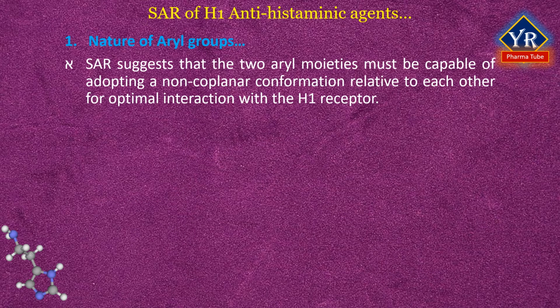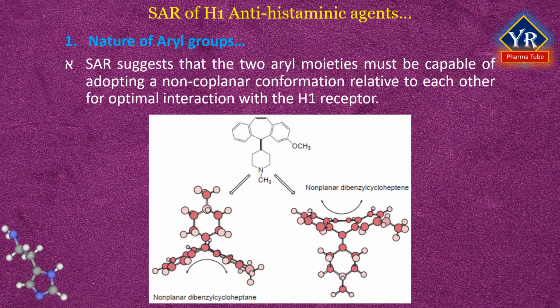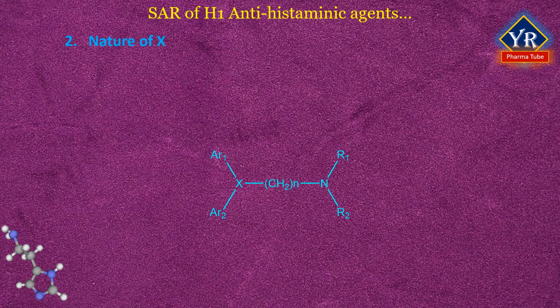Furthermore, SAR studies suggest that the two aryl moieties must be capable of adopting a non-coplanar conformation relative to each other for optimal interaction with the H1 receptor. The two aromatic systems may be linked as in the tricyclic antihistamines, for example phenothiazines, dibenzocycloheptanes and dibenzocycloheptenes, but again they must be non-coplanar for effective receptor interaction. Most H1 antagonists contain substituents in one of the aryl groups, usually benzene, and these influence antihistamine potency as well as biodisposition. Nature of X.